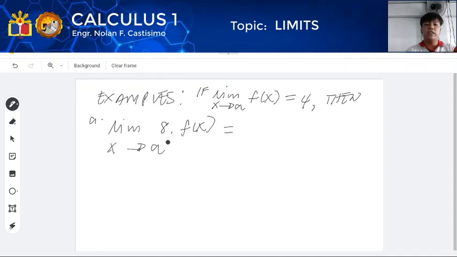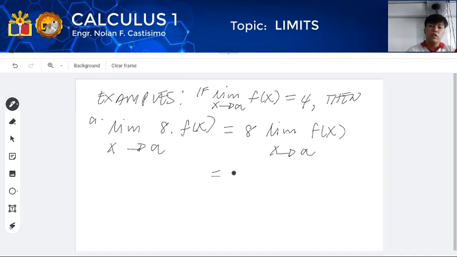So, the limit of 8 times f of x as x approaches a is equivalent to what? So, gagawin lang natin dyan, ilabas muna natin yung 8. Yun yung constant. So, 8, then next na natin yung limit of f of x as x approaches a. Ayan. So, dyan pa lang nakikita nyo na ano yung value natin ng limit of f of x as x approaches a. Yun ay equivalent to 4.